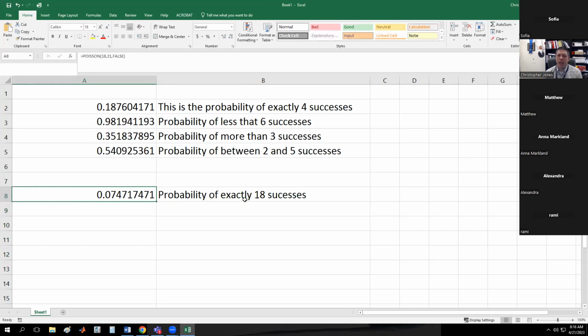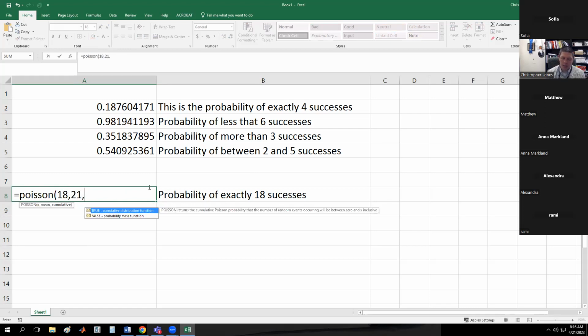Okay, so let me type it in again, just so that way you guys are certain of the order of this. So you would say equal Poisson, x is 18, lambda is 21, and then we're going to type in false.